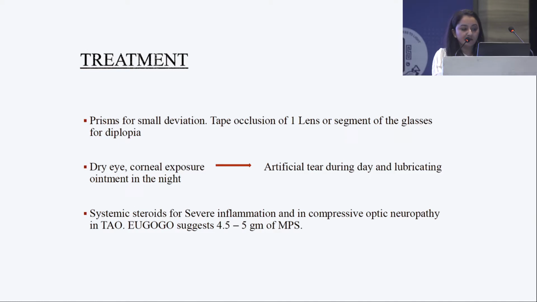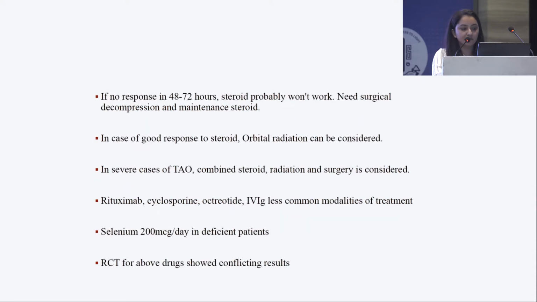Depending on the classification, the EUGOGO and the VISA staging, we can start systemic steroids for severe inflammation and cases with compressive optic neuropathy. In severe cases, a combined therapy of steroid, radiation, and surgery may be considered. Immunotherapy in the form of rituximab, cyclosporin, octreotide, IVIG are relatively less common modalities of treatment, but reserved for resistant cases.